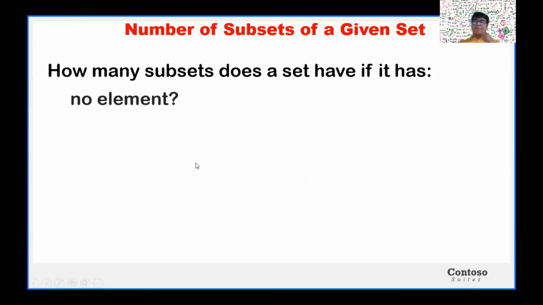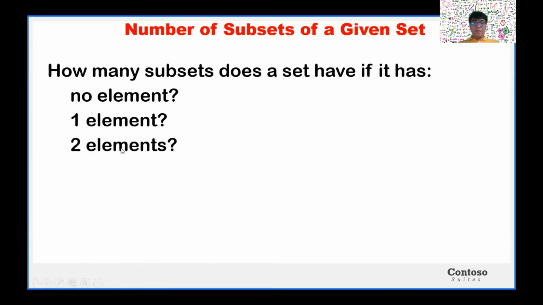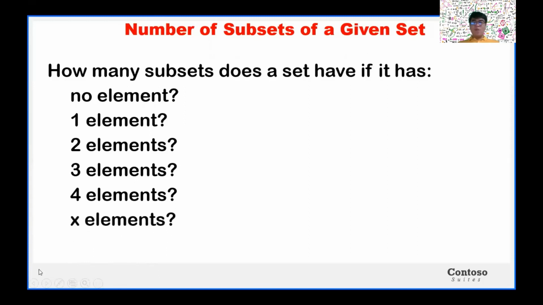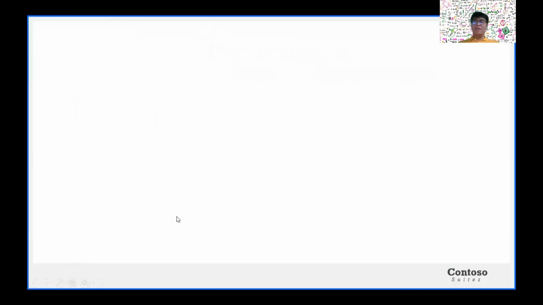To make it clearer, if it has no element, how many subsets does it have? It means what is the cardinality of its power set? So 2 to the 0 is 1. So if it has no element, then it has one subset. And what is that? The empty set. How about if it has one element? It has 2 subsets. If it has 2 elements, it has 4 subsets. If 3, 8. If 4, 16. How about x elements? It is equal to 2 raised to the x.